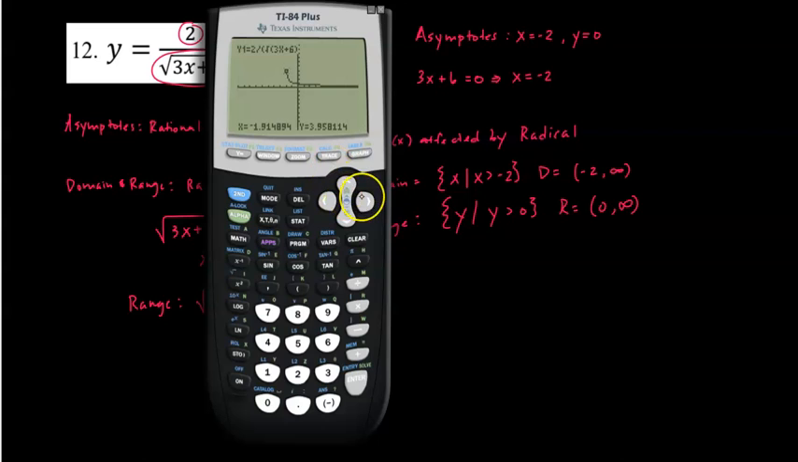And then notice the y is never ever going to get... You see the table. Negative 2, there's an error, right? Because there's an asymptote there. And then you can continue and look at the y's.